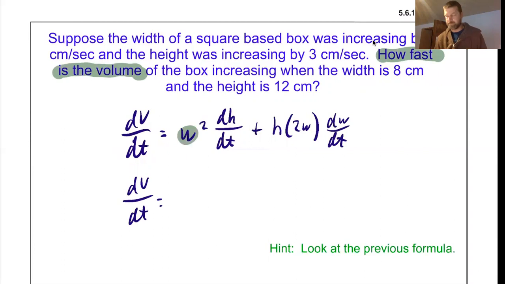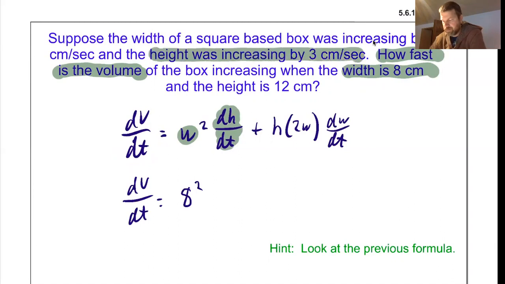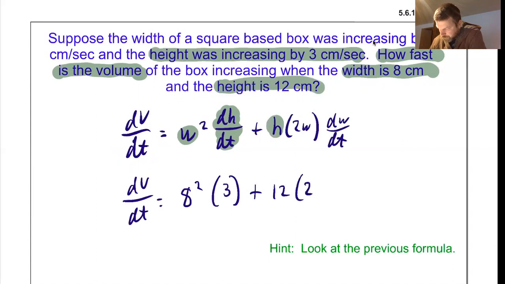Let's see if I know the rest of them. W stands for width. Width is 8 centimeters. So 8 squared. dH/dt is how fast the height is changing. Well, the height is changing by 3 centimeters per second. Plus height. Well, the height is 12. Times 2W. Well, W is the width. We already said the width. Width was 8.